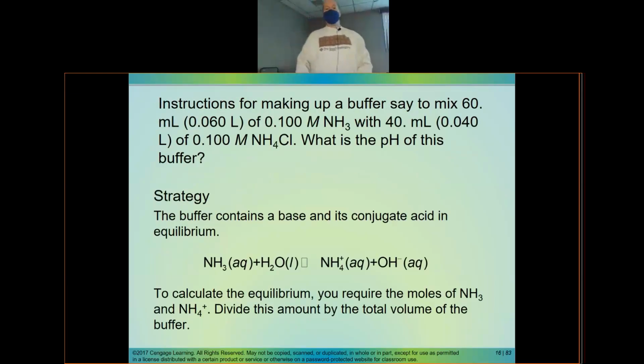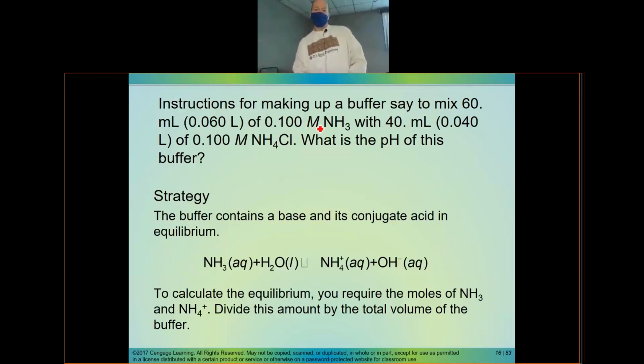All right, so buffer questions are very tedious because you are mixing things together. And as soon as you mix something together, just like we did in the lab, we had the 5, the 5, the 5, and the 3. We had to do MV is equal to MV, get our new concentrations. That's what you're going to have to do with a lot of these buffer questions, including this one.